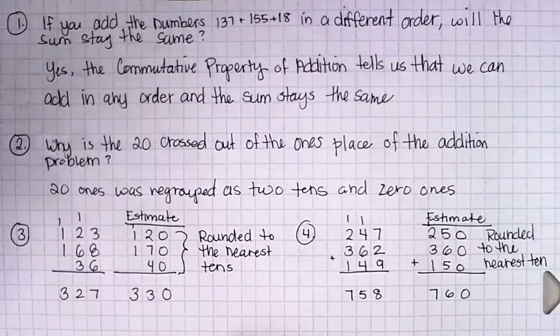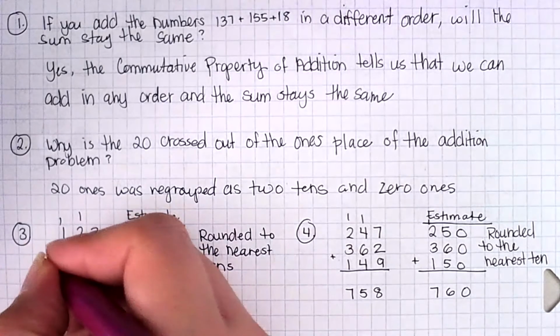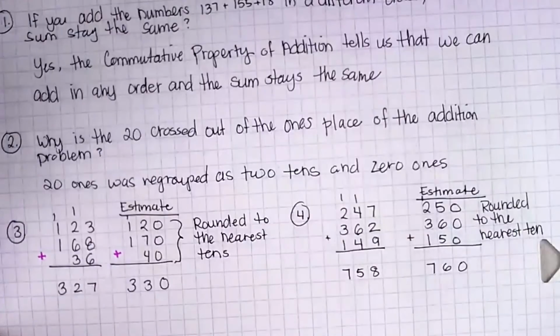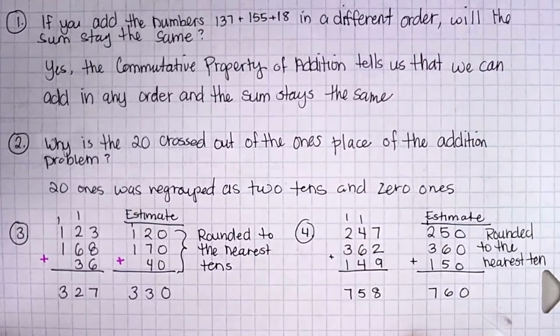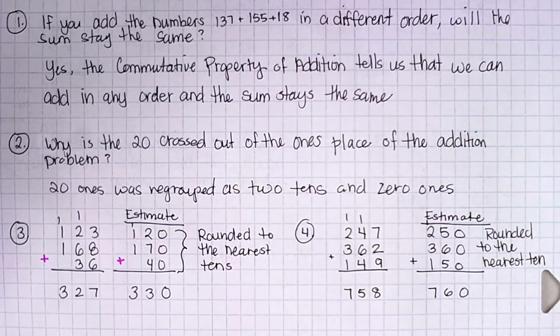For numbers 3 and 4, they told us to estimate and then to find our actual answer. So I had 123 plus 168 plus 36. Now over here, I rounded to the nearest 10. So I told you over here, 123 rounded down to 120, 168 rounded up to 170, and 36 rounded up to 40. So my estimate was 330.